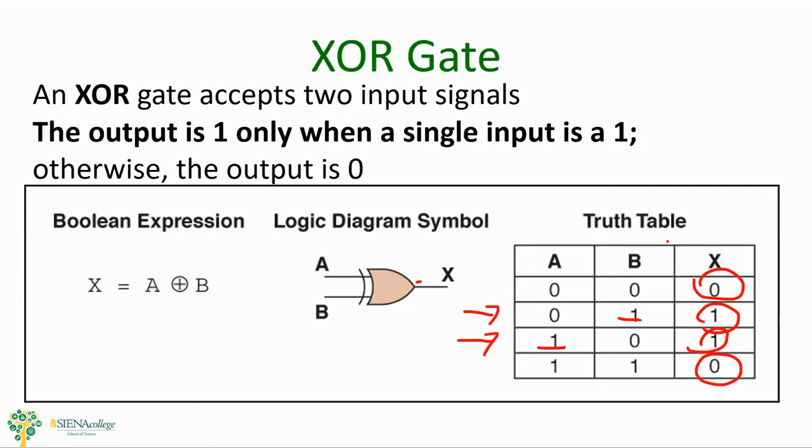For an exclusive OR, the output is 1 when there's a single input as a 1. We represent the exclusive OR with an OR symbol and a little line in front of it. That's the symbol for exclusive OR. Our Boolean expression, we use an OR symbol inside of a circle.